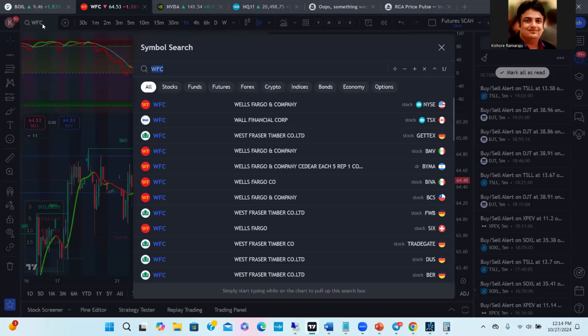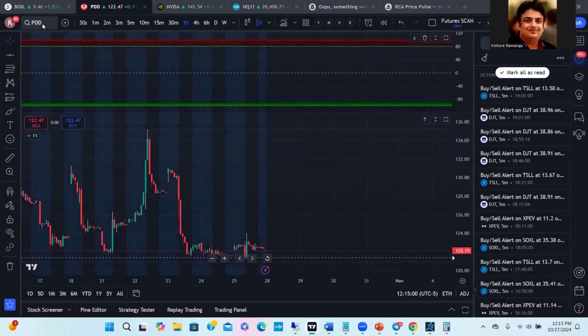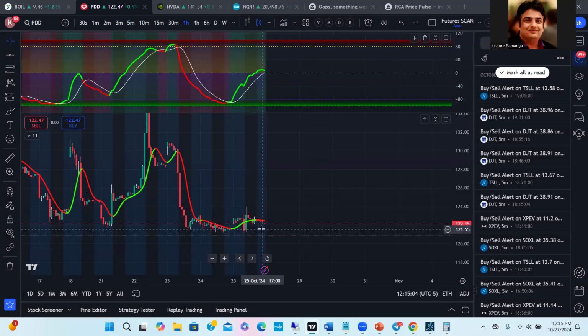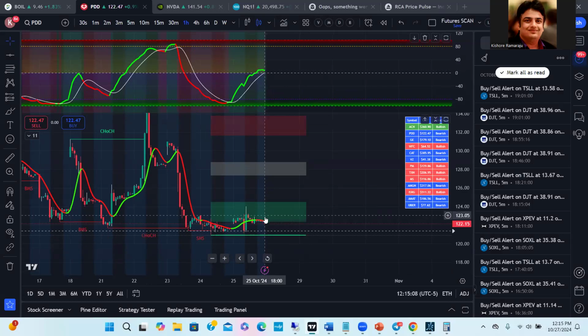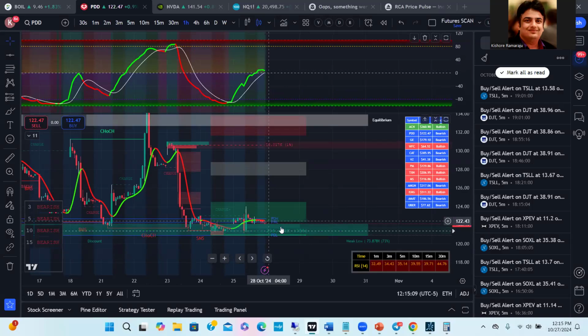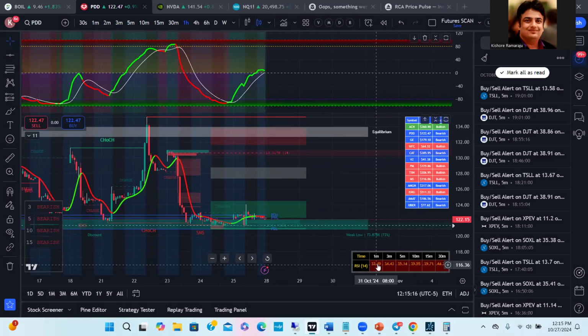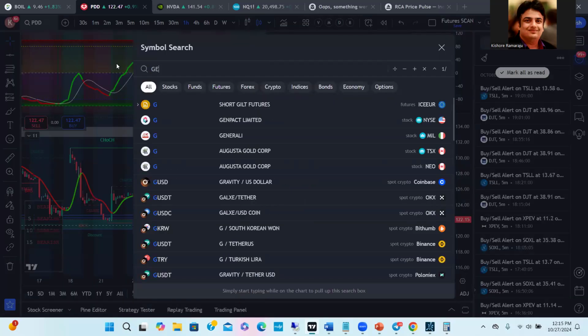So already we saw PDD. It came all the way to the bottom. This also came all the way to the bottom, started going up. So there is a high possibility for it to either stay choppy or go up until $130. So tomorrow, whenever these start turning green, then I can do a bull put spread on PDD. Right? Let us look at GE.